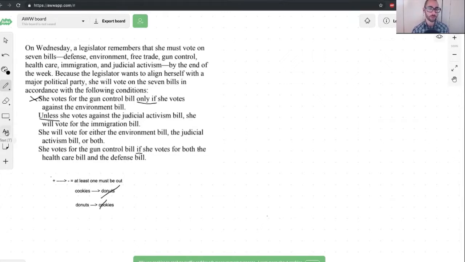So to apply it to this rule, gun control only if against environmental, so positive G followed by negative E. So that is the original formulation of the rule. Now the contrapositive, same idea, reverse the order of the variables and negate both. Perfect, thanks Daphne. So the contrapositive is if E, then not G. Excellent. So that is the original and its contrapositive.